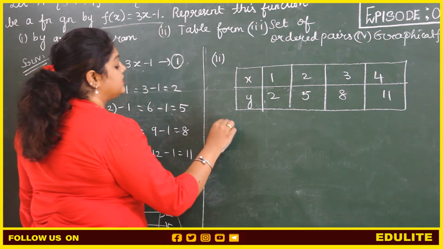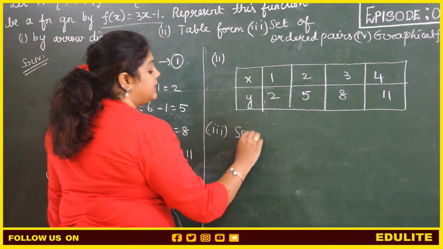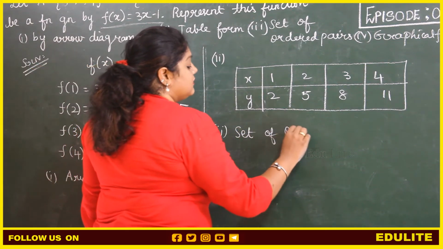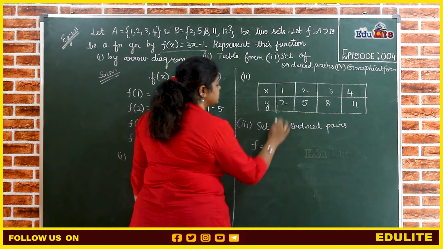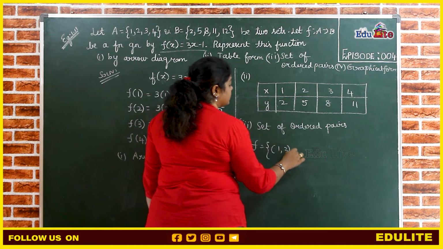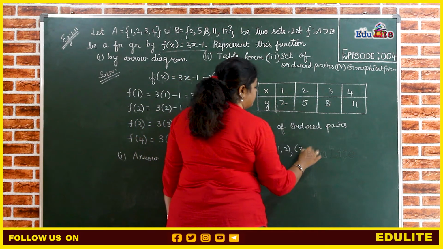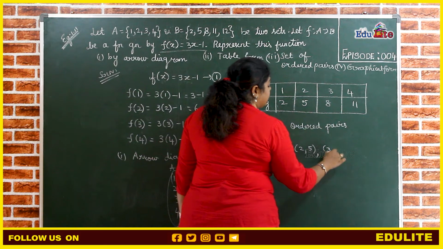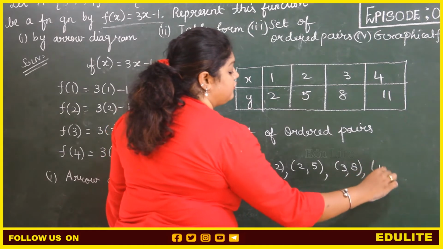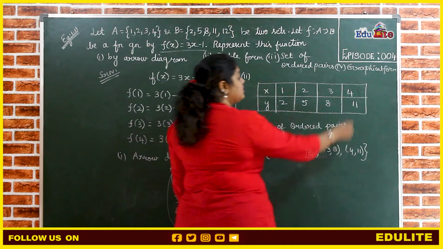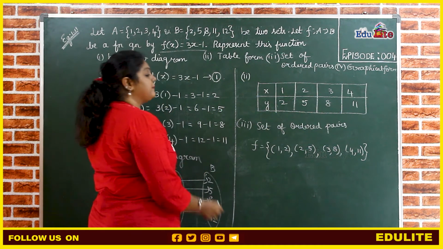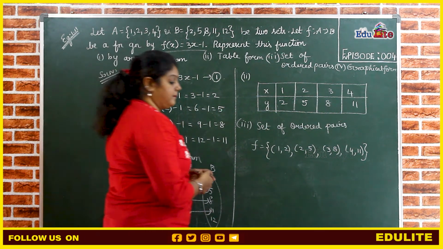The third option is to represent it as a set of ordered pairs. So how to represent that? The function f can be represented as (1, 2), (2, 5), (3, 8) and (4, 11). So the set of ordered pairs is also done. One more thing we are left with is to represent it in graphical form.